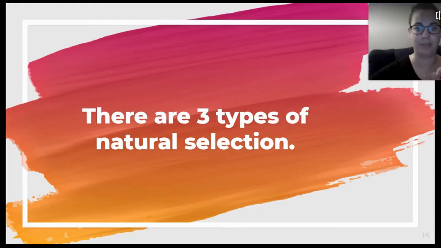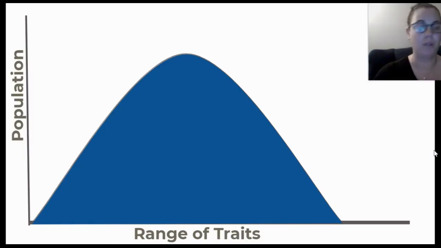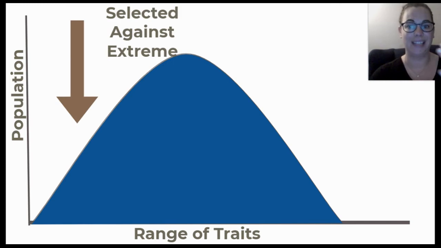Now, there are 3 types of natural selection, 3 ways a population can shift. The first one, if we look at a typical population, it's a typical bell curve, so most individuals are in the middle. Think most of the butterflies were kind of a pink-red color, but you have some on either extreme, so some super blue, some super red. Now, natural selection could say, we are going to select against one extreme.